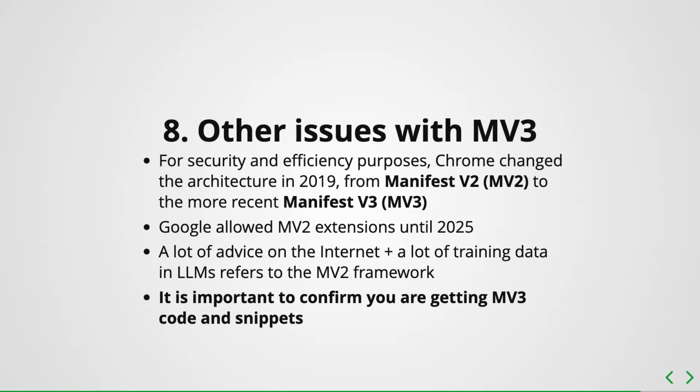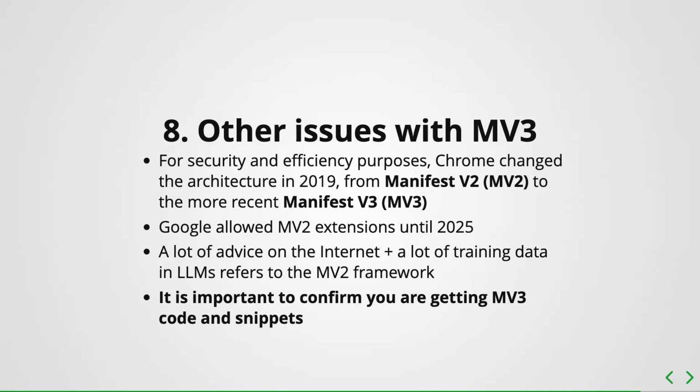So in 2025, Manifest v2 extensions are no longer allowed on the Chrome store. You can't install them. They might be blocked and so on. But because it took so long, you might still get a lot of Stack Overflow resources on Manifest v2. Until it was blocked, there were still developers somewhere in the world producing Manifest v2 extensions.